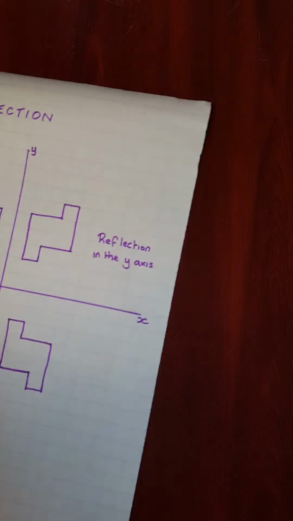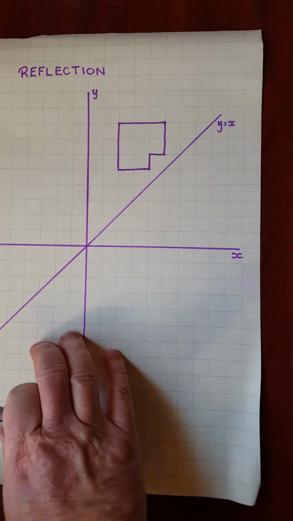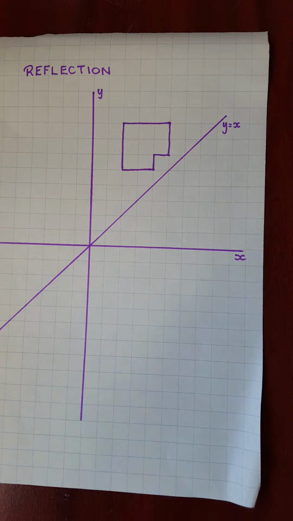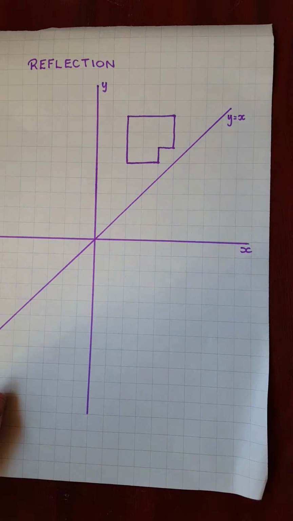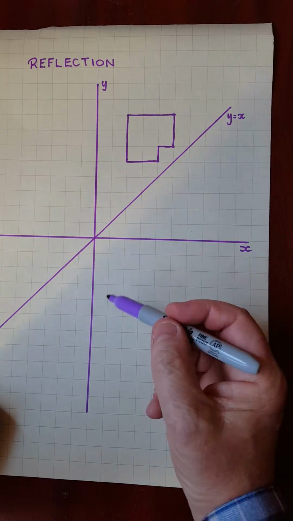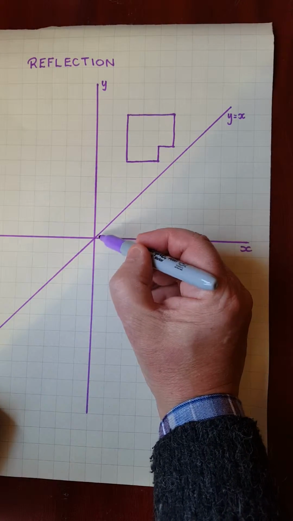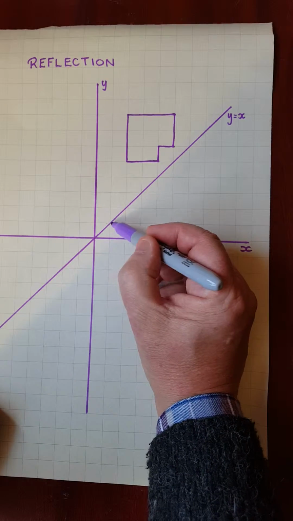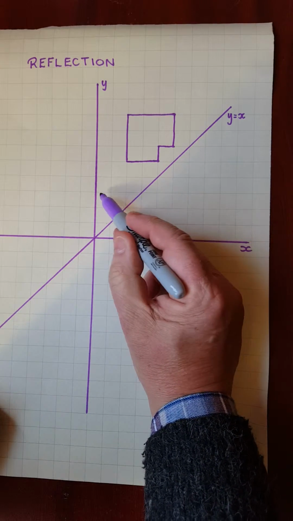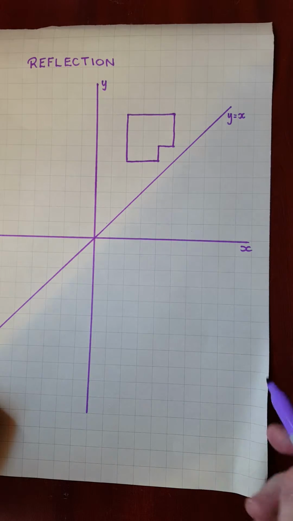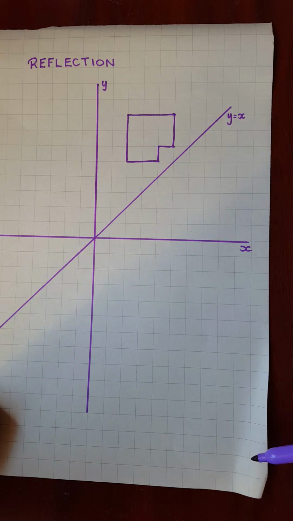If it was to be a little bit harder, they might ask you to do this. Reflect it in the line y equals x. You need to look at an algebra video that we do to understand why this is y equals x, but just as a rough guide, when y is 1, x is 1 in that corner. When y is 2, x is 2. y is 3, x is 3. So y is always the same as x.